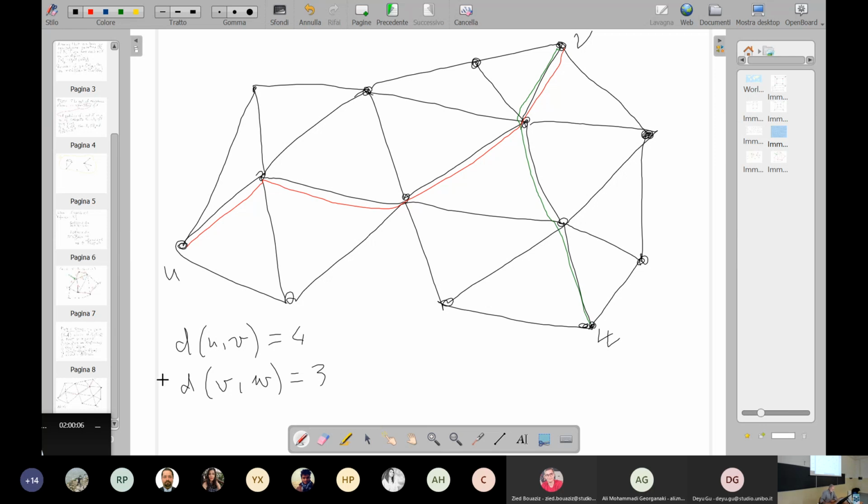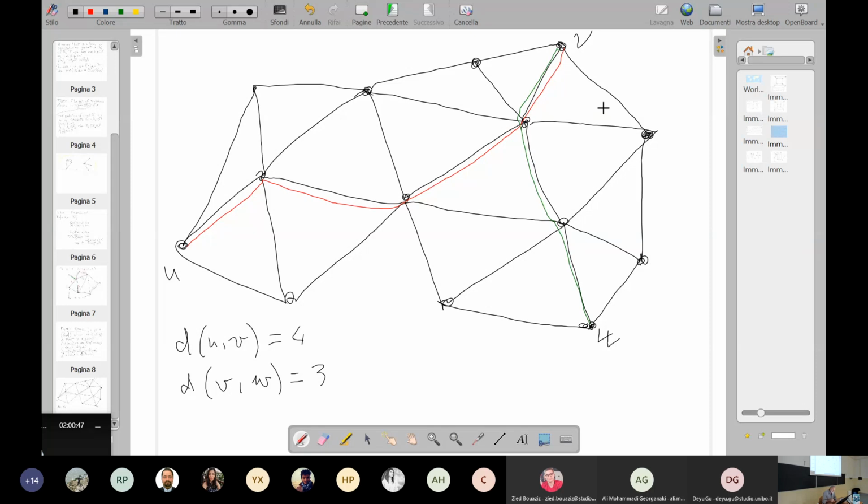Now what I can do is to build the composition of these two paths. I go from U to this, to this, to this, to this, and then I go on with the green one with this, this, and this. But even if the red one is a path, even if the green one is a path, what I've just described is not a path. Because I have repetition of a vertex and even of an edge in this case.